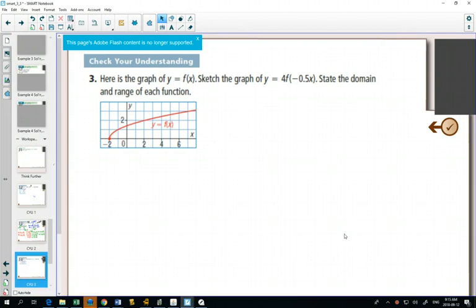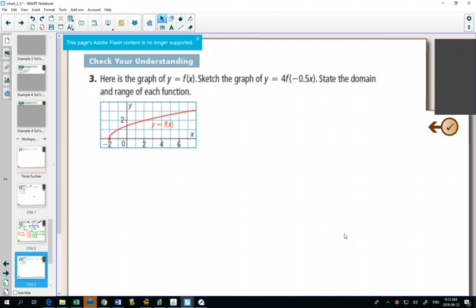Here's a good example of where, when we look at it, you may recognize this as a square root graph. But everything in this question is in function notation. It says we have the graph of y equals f of x, and sketch the graph of y equals 4 f of negative 0.5x.